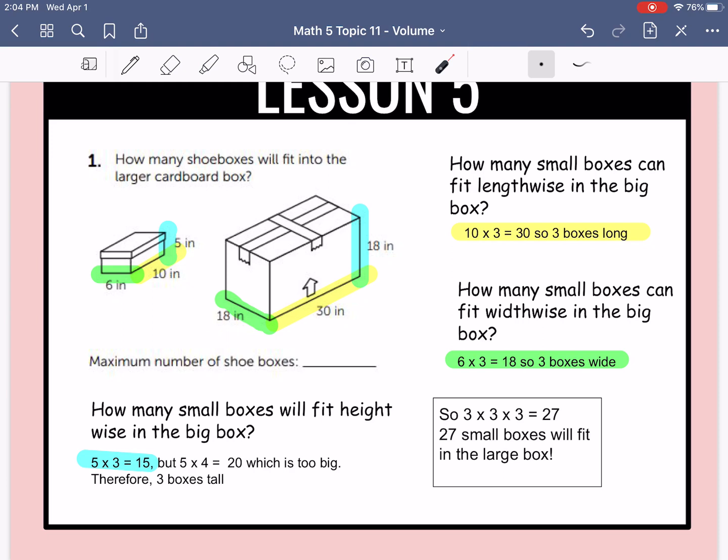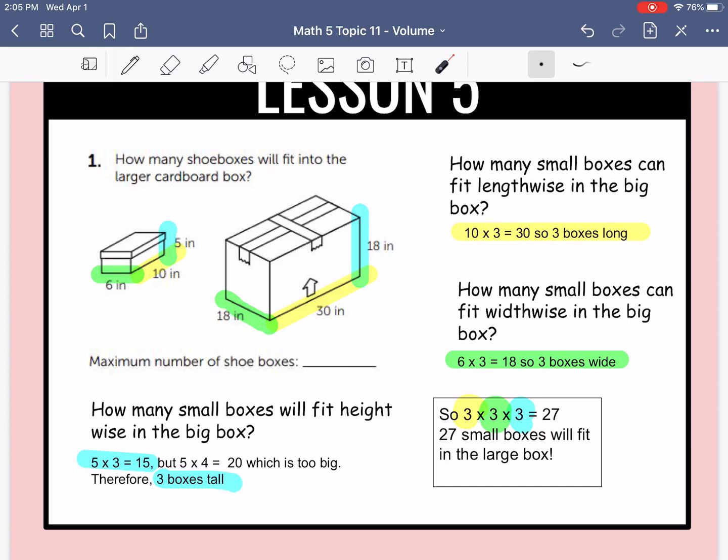So I'm going to only have 3 rows this time. All right? So we have 3 boxes tall. Our height is 3. Our width is 3. And our length is 3. I know 3 times 3 is 9. And 9 times 3 is 27. So this one's only going to fit 27 little boxes in there.